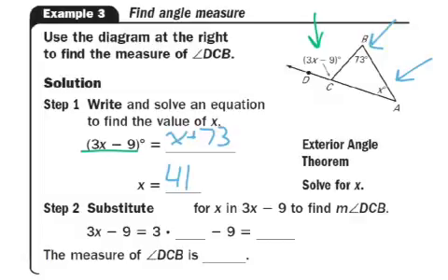Now, they didn't want x, they wanted the measure of angle DCB. So, if we plug in 41 for x, remember angle DCB was 3x minus 9, we get 3 times 41 minus 9, and that is 114 degrees. So the measure of angle DCB is 114 degrees.